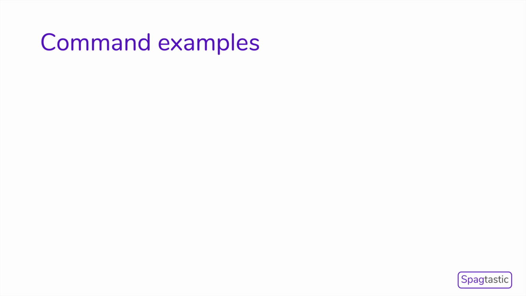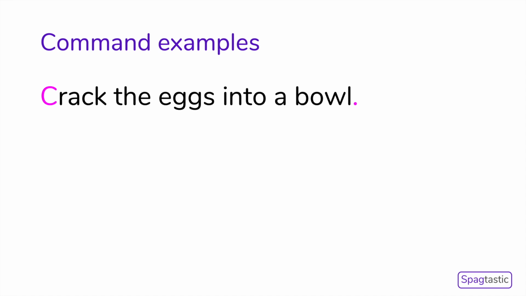Let's look at some examples of commands. Crack the eggs into a bowl and stop are both examples of commands as they give a clear instruction. They both begin with imperative verbs, crack and stop. Crack the eggs into a bowl needs to have a full stop at the end of the sentence, and stop needs to have an exclamation mark at the end of the sentence.